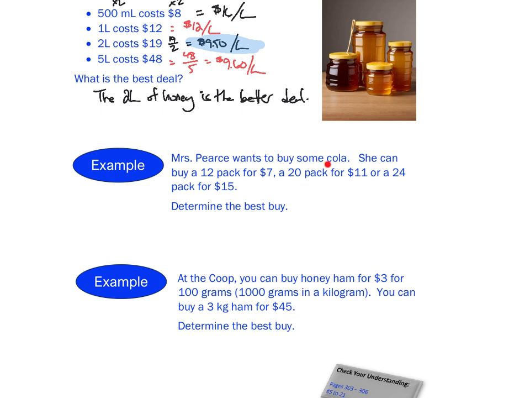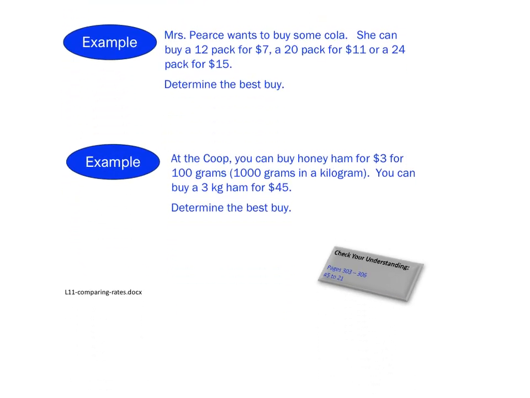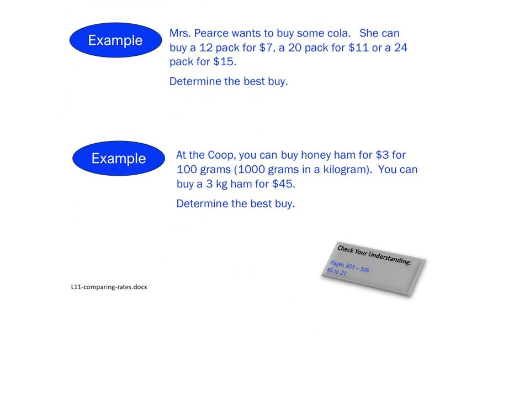Example. Mrs. Pierce wants to buy some cola. She can buy a 12-pack for $7, a 20-pack for $11, or a 24-pack for $15. Determine the best buy. So we're going to take a look at the 3 options here, which is the 12-pack, the 20-pack, and the 24-pack.